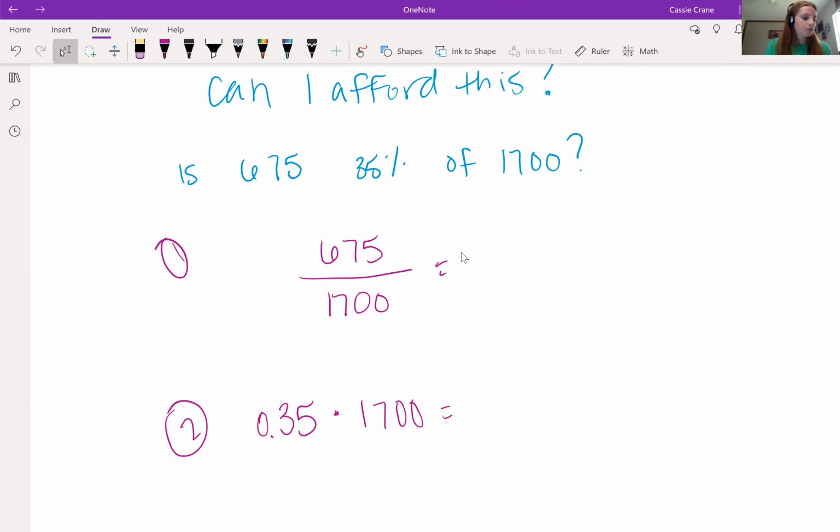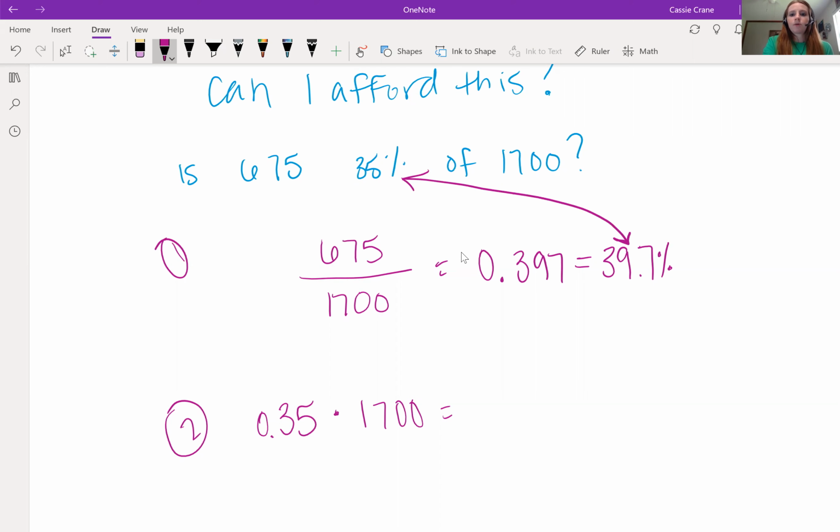Either way, let's do method one first. 675 divided by 1700, when we divide that, we get 0.397 and some other digits after that, but I'm going to go ahead and convert that to a percentage. Anybody know how to convert a decimal to a percent? Yeah, we would multiply by 100 or just move that decimal two places. So it'd be 39.7%. You could round it up to 40% if you want, but 39.7%. Well, if we compare that to 35, we can already tell it's more than 35. So we would say no.